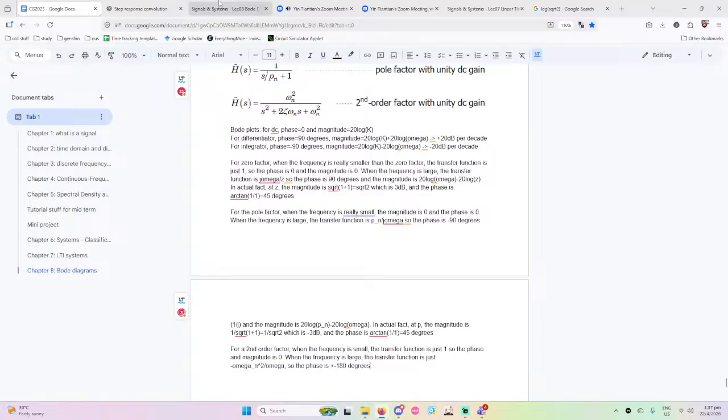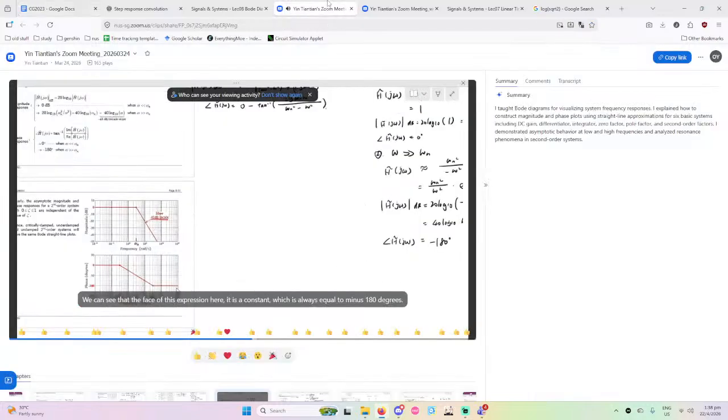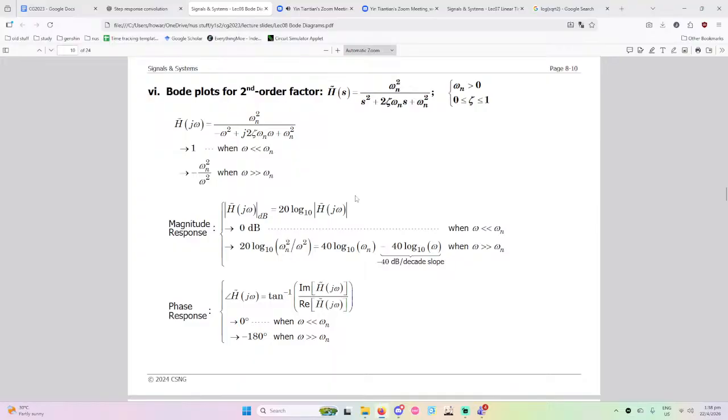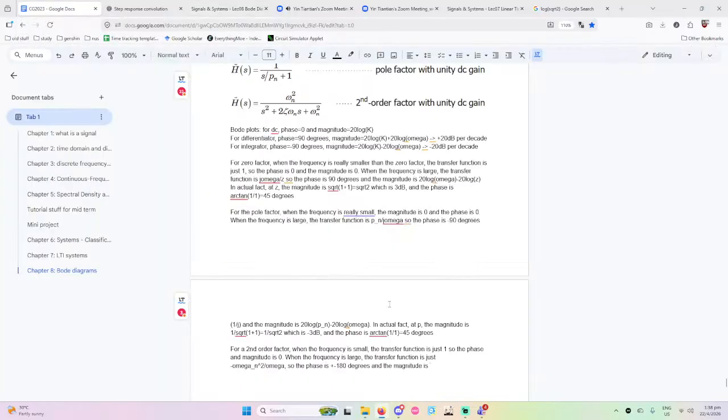As for the phase of H(j omega), we can see that the phase of this expression here is a constant, which is always equal to minus 180 degrees. Therefore, when the frequency is larger than 10 times omega n, the phase will be equal to minus 180 degrees. It's just a convention.